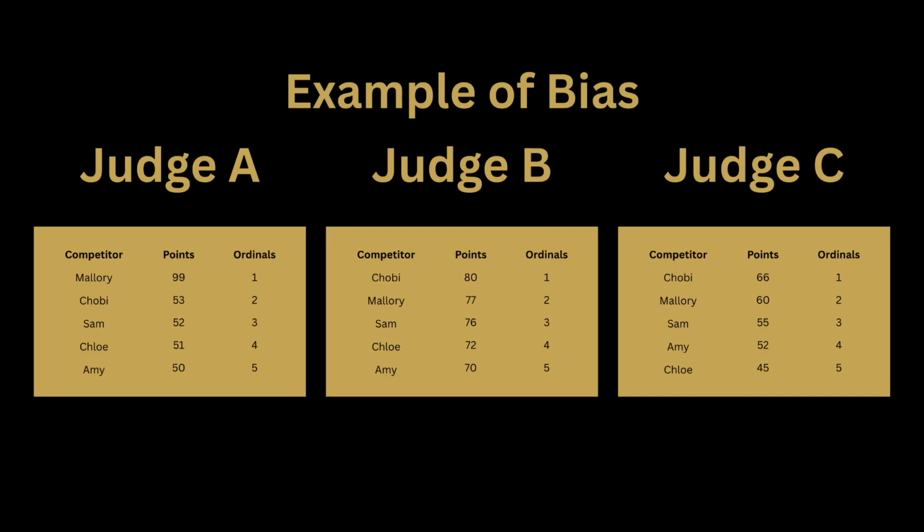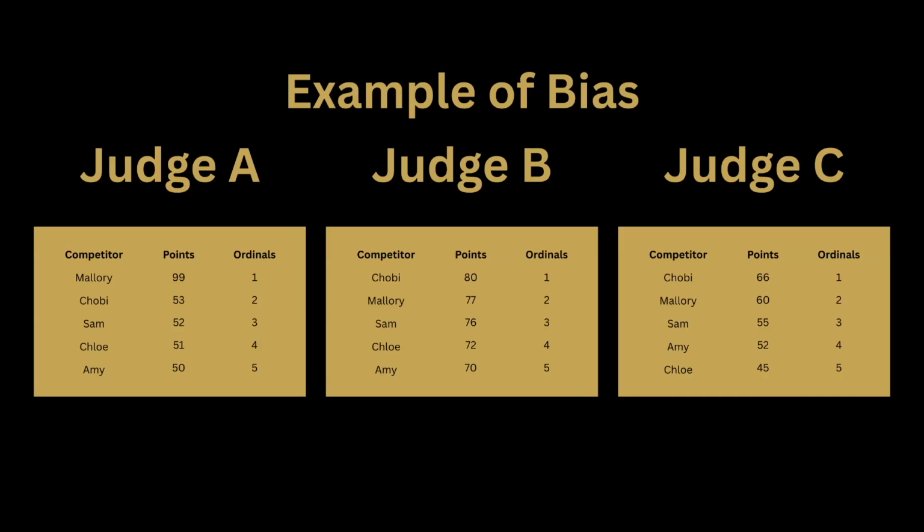Let's show how ordinals help reduce bias. To start, the definition of potential judge bias, or a biased judge, is someone who gives higher or lower scores based on their personal, unconscious feelings or outside factors, instead of basing their judgment solely on the performance's objective merits.